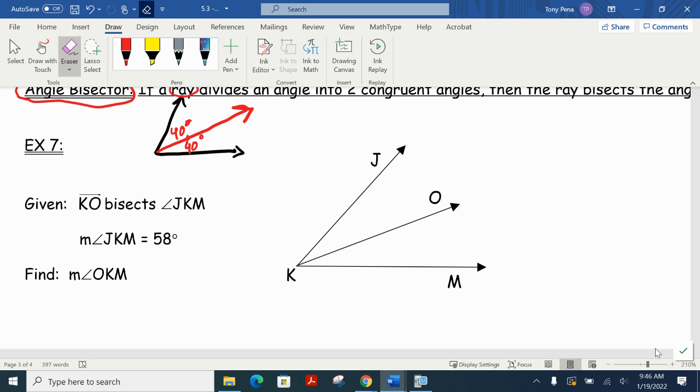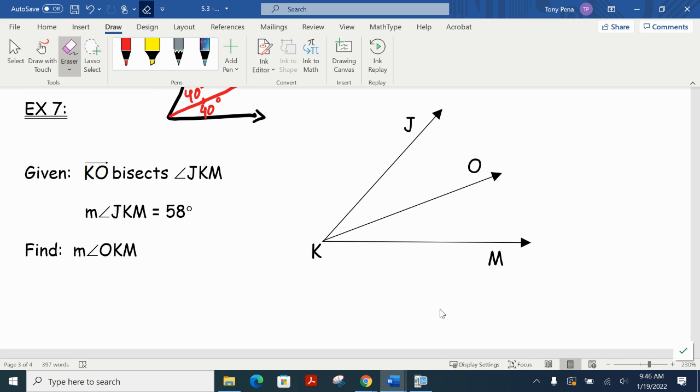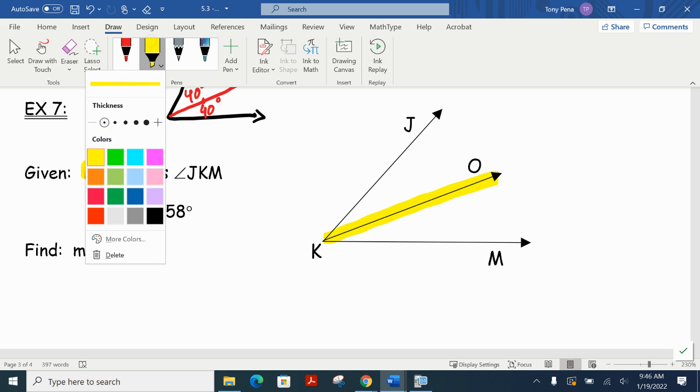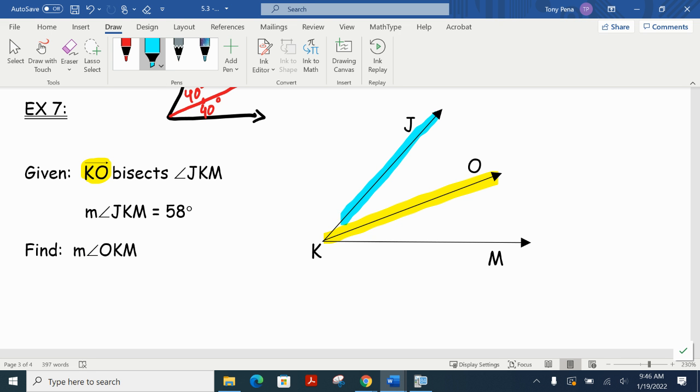So ray KO. That alludes to this guy right here. That's the ray, starts at K and goes through O. Bisects the angle JKM. So that big blue angle is getting cut in half by that yellow ray. All right, that's what that first statement is telling you. I then tell you that the measure of the angle drawn from J to K to M, this full blue angle, is 58 degrees. So real quick, this is hopefully nice. Tell me what the measure of OKM would have to be.